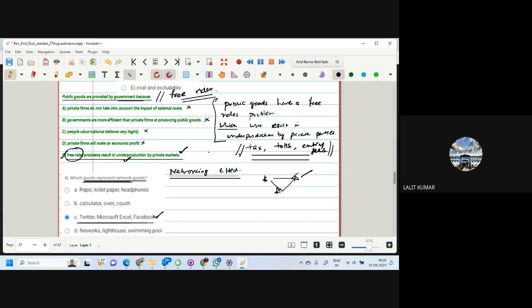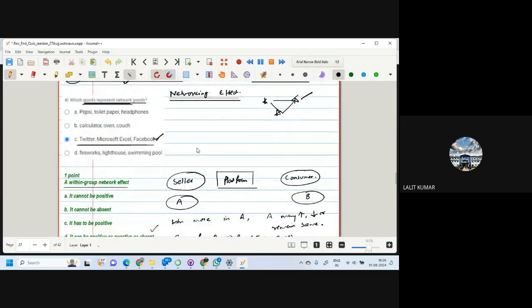And so this free rider problem we solve either by imposing tax or by tolls, for example, on the roads, or by putting entry fees in the parks. Otherwise, now we come to the network effect. Network effect, for example, Twitter and all that we know.